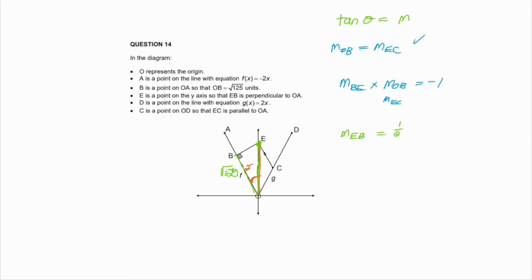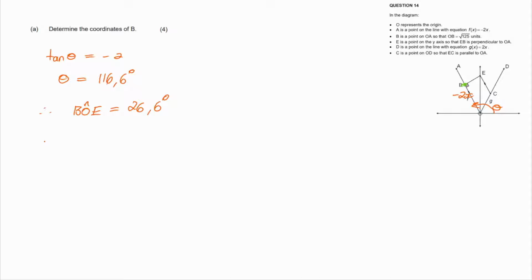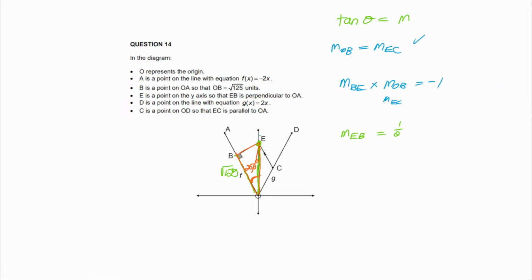I know that this angle is 26,6 degrees. So if I work in this triangle, I can now find the distance OE by using a trig ratio. Let's say I'm working in triangle OBE. What ratio do I need? I have this angle, this is my hypotenuse and this is my adjacent. So I'm going to use cos.